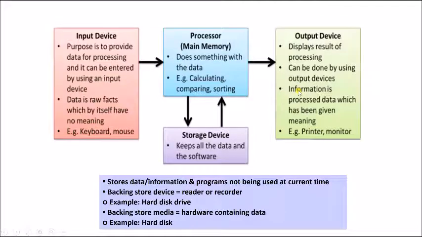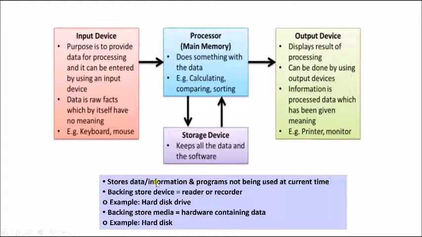Now what is information? Information is the processed data which has been given some meaning. Now data has no meaning. After we do the calculations, we have some answer, we have it as information.